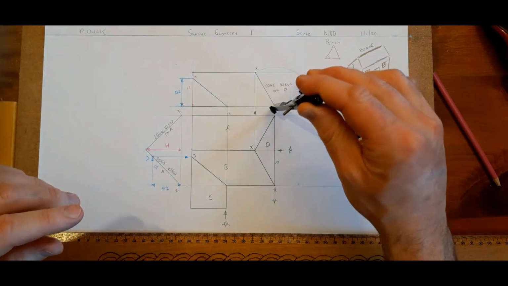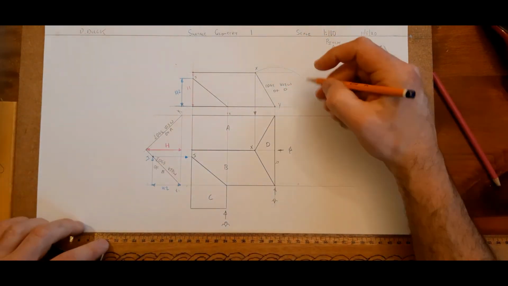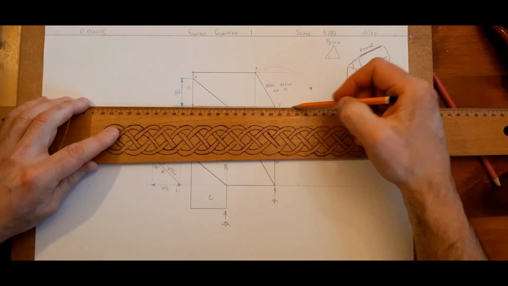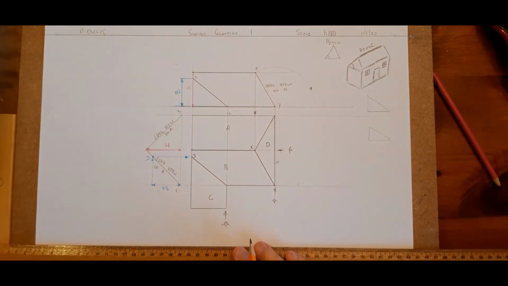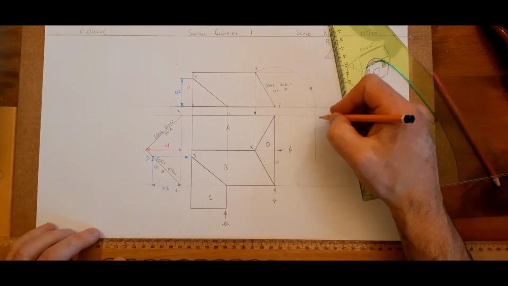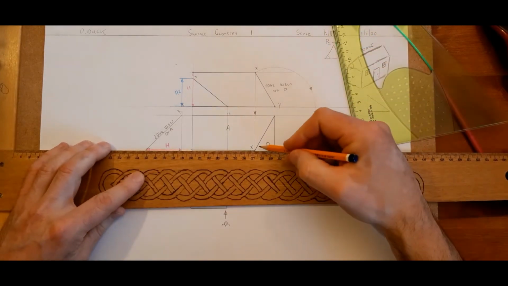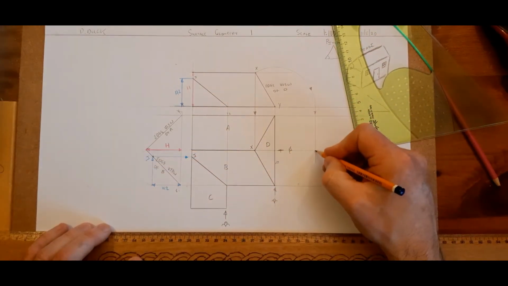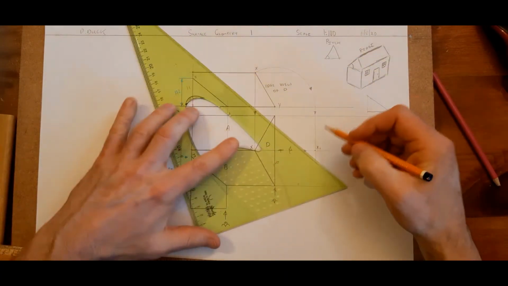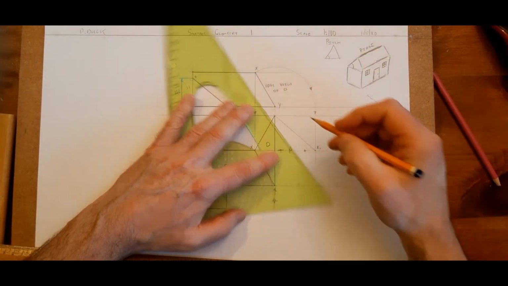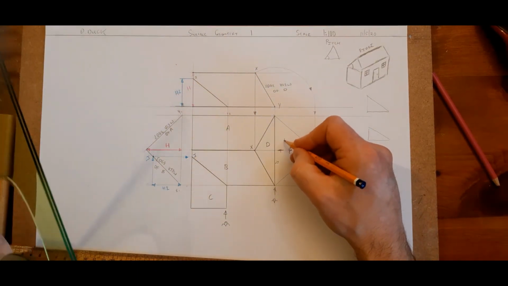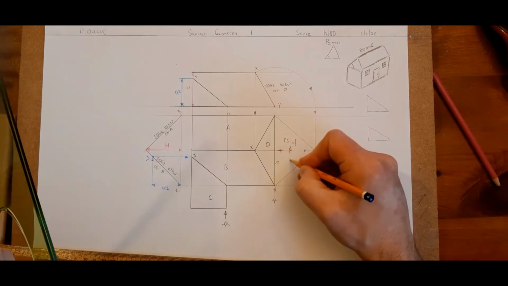And we can knock D down onto the ground. If you drop this guy down, bring this guy out, that'll get you X1 out there. And that'll get you the surface D. That's the true shape, TS of D.